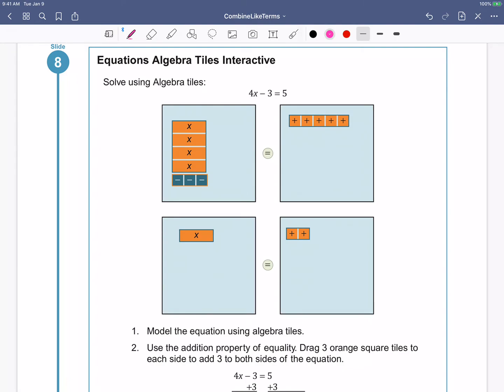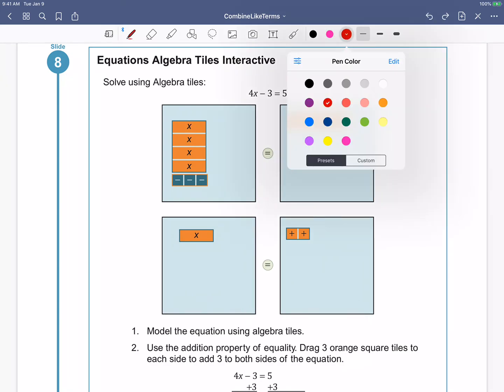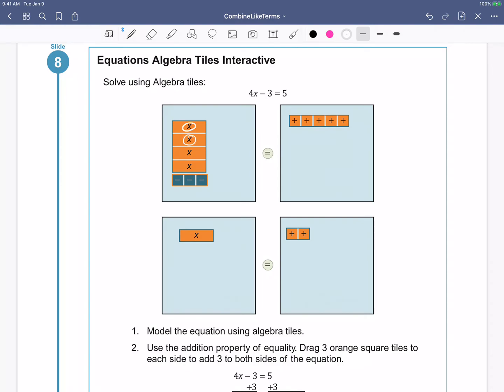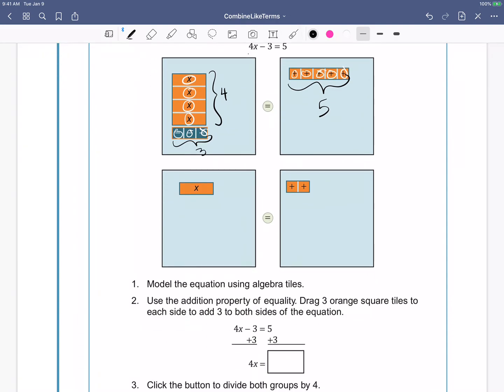So we have our 4 mystery numbers. Let me try a different color. We have our 4 mystery numbers, right? This is my 4x. There are 4 of them here. Here are my negatives, which there are 3. And here are all my positives. And I count them out, 5. So there's my 4x minus 3 equals 5. They're just using blocks to symbolize it, okay?